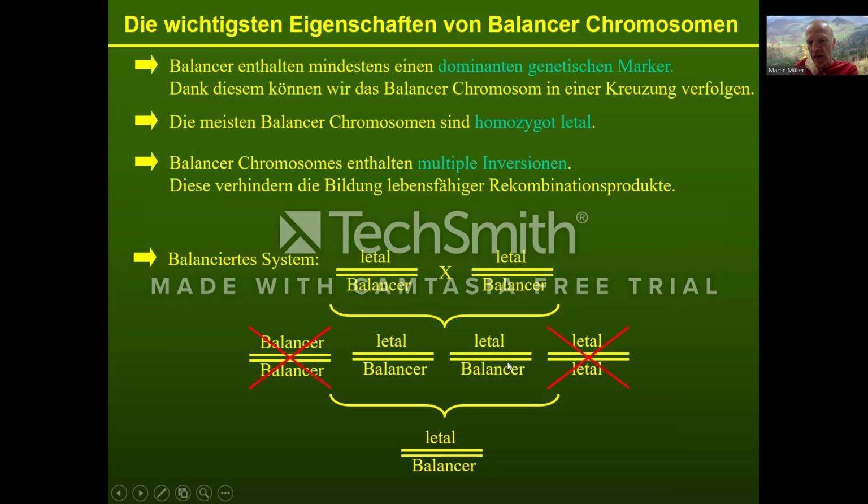And if you cross these again, the only ones which survive are lethal over balancer. So in this way, you can maintain the lethal mutation for many, many generations, decades. Basically, you can maintain your lethal mutation, and that's why balancers are so important. You never have to select for the lethal mutation. It is always there.